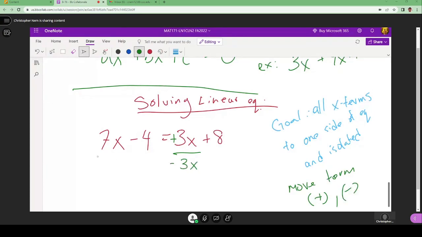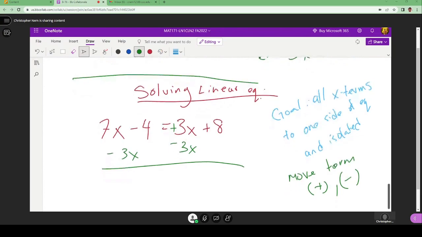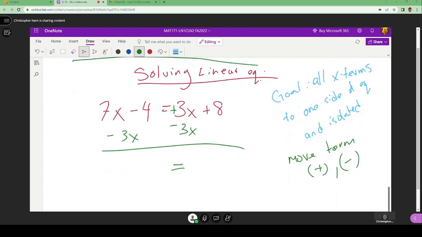So let me erase that little horizontal line so it doesn't cause any confusion. Let's subtract 3x to both sides. If you do something to one side of the equation, you got to do it to the other. So now, if I subtract 3x to both sides, let's look on the left side of the equal sign. Notice that we have like terms. Our like terms are 7x and minus 3x. So we can combine those two together.